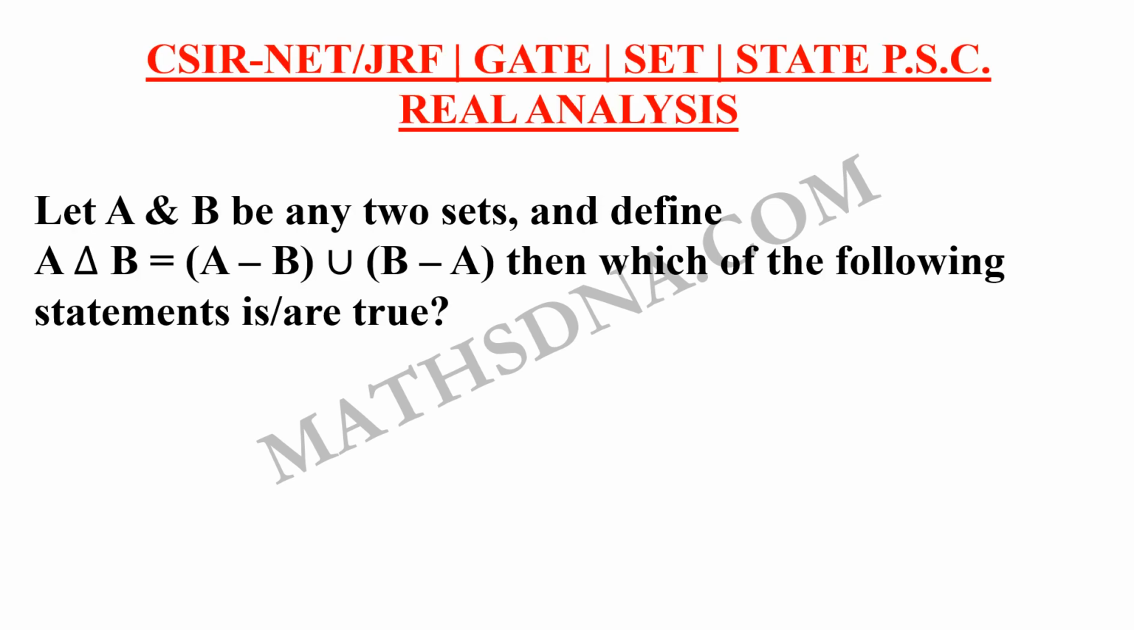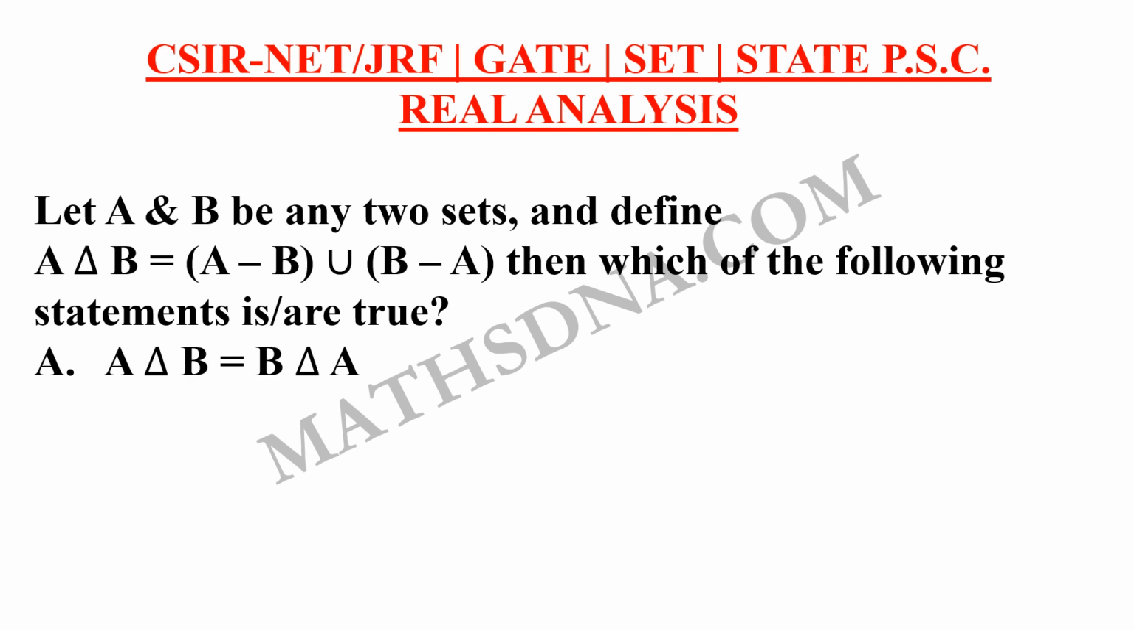Moving on to the question. The question is, let A and B be any two sets and define A delta B equals A minus B union B minus A. Then which of the following statements is or are true?